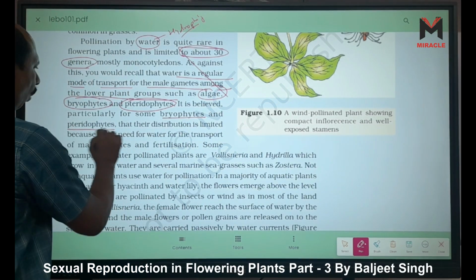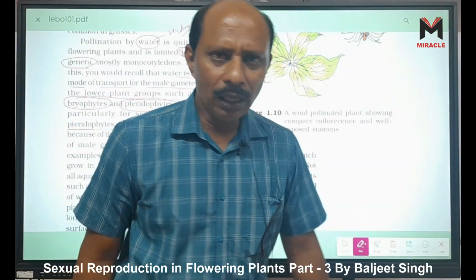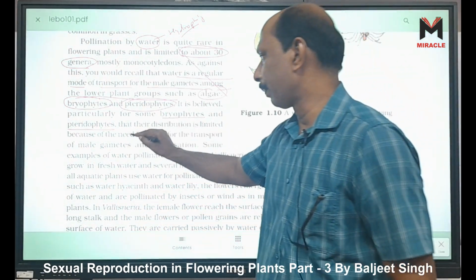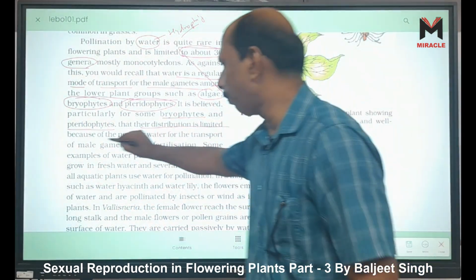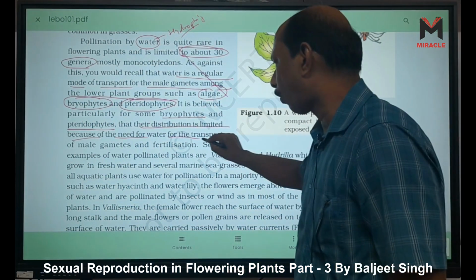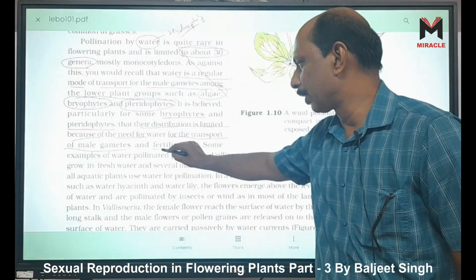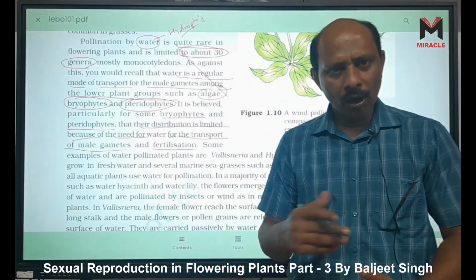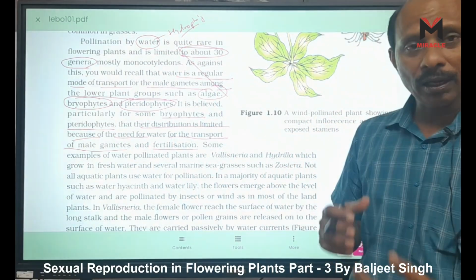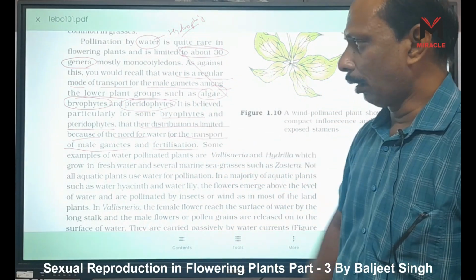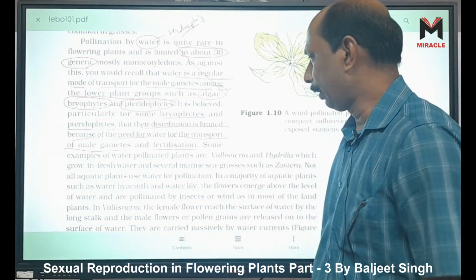Bryophytes and pteridophytes, why is their distribution limited? Due to this reason, the hydrophily reason. Their distribution is limited because of the need of water for the transportation of male gametes for fertilization. Water is essential in both classes, right? Which ones? Our pteridophytes and bryophytes, right?